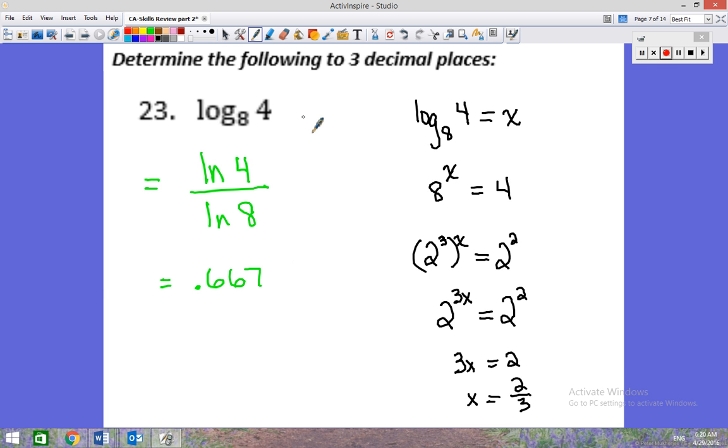So for this one, I actually didn't need the change of base formula because I could rewrite it and solve it by equating these same bases. But when you can't do that, you definitely need a scientific calculator, and the scientific calculator will always work. So this is probably the preferred solution. However, I just want you to recognize that.